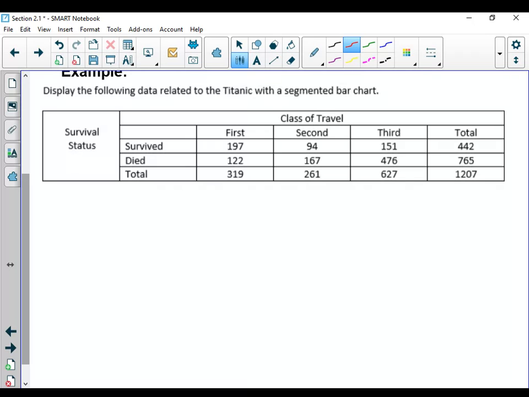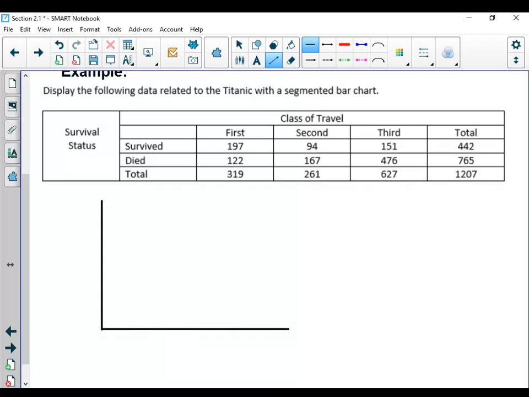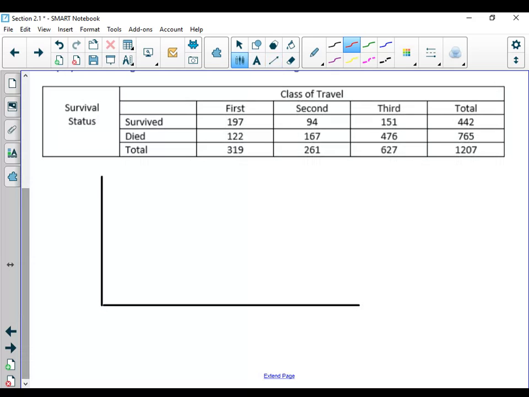How they traveled, would that affect whether they survived or not? Whether they survived or not, did that tell me what ticket they bought? Yeah, probably what class of travel is going to affect whether they survived or not. So we're going to put the class of travel on the x-axis when I set up my bar chart. Just like we did bar charts before, we'll have an x-axis and a y-axis, but along the bottom, I'm going to have my three classes of travel. We had first, second, and third class.